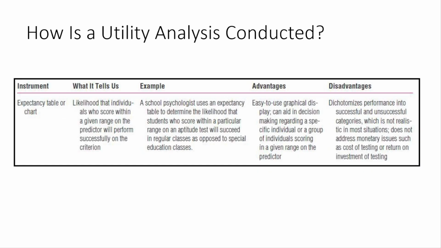So, ano na sila? So, let's see what it tells us, example, advantages, and disadvantages. So, if you're gonna use expectancy table or chart, so what it's likely to tell us, the likelihood that an individual's score within a given range on a predictor will perform successfully in a criterion.